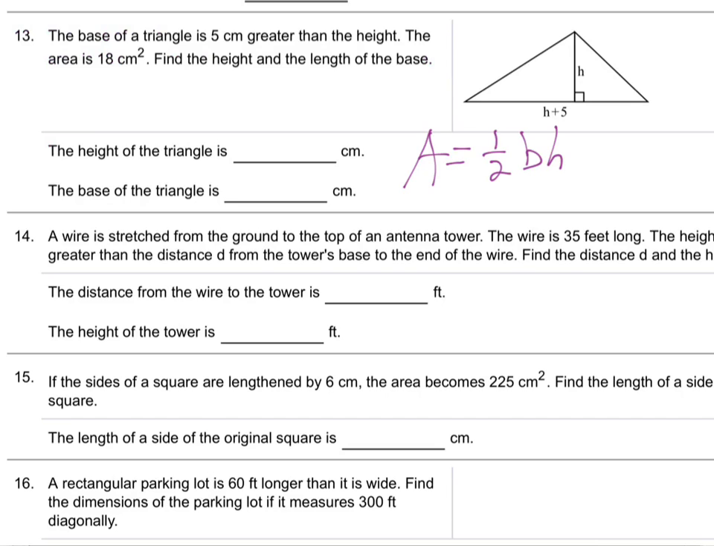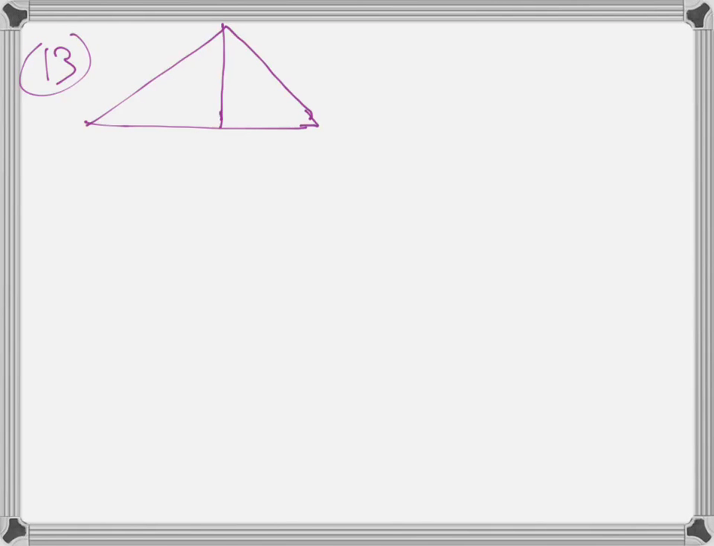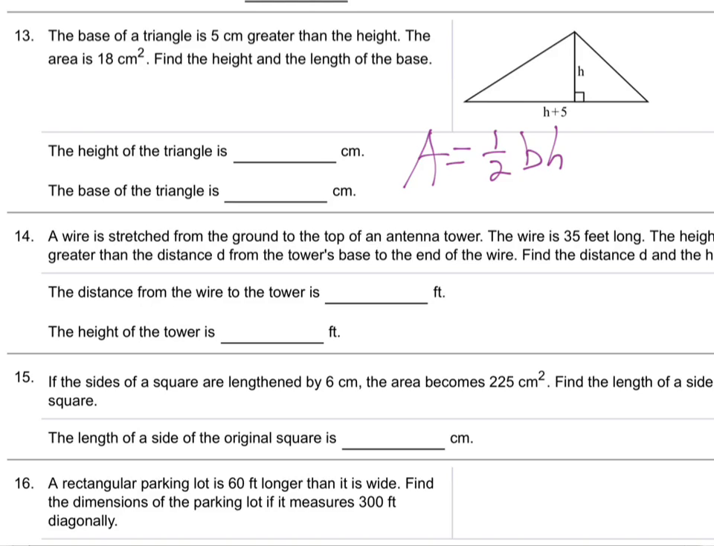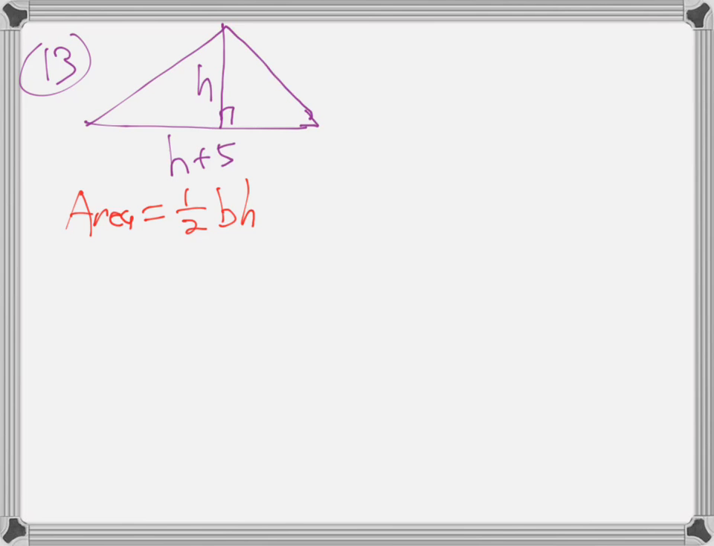In fact, let me just draw the picture for you. That's all we need on this one is the picture and our formula. What was it? It was h plus 5 and h? Okay. All right. Area is a half base times height. Area of a triangle. Okay, and so now what did they tell me the area was? Oh, 18. There it is. So area is 18. Let me write that in. Area is 18. So grab that and pop it in right there.